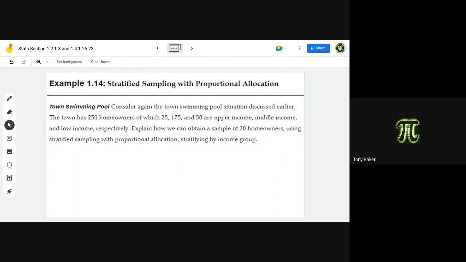So 250 homeowners: 25 are upper income, 175 are middle income, and 50 are low income. How do we obtain a sample of 20 homeowners using the stratified approach? So I want 20. What was the first thing we did in the last problem? I took the total and divided it by how many I wanted. So I'm going to do 250 divided by 20, and I'm going to get 12.5.